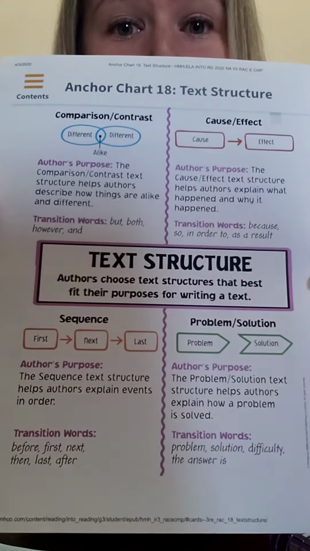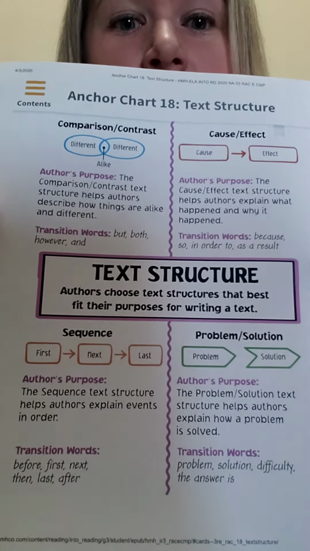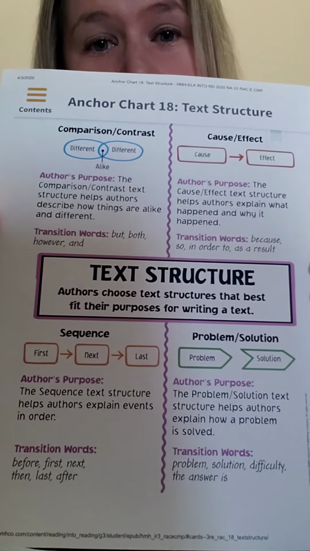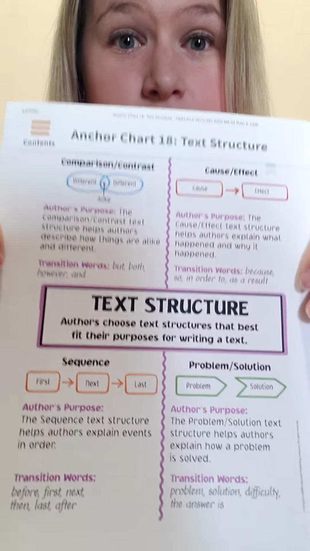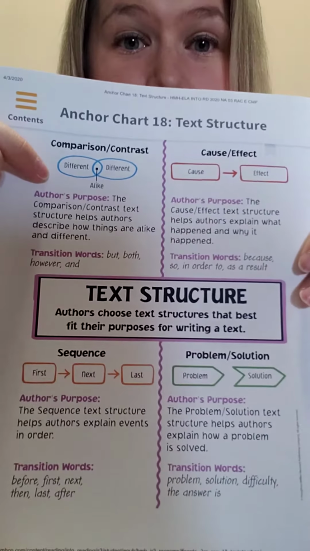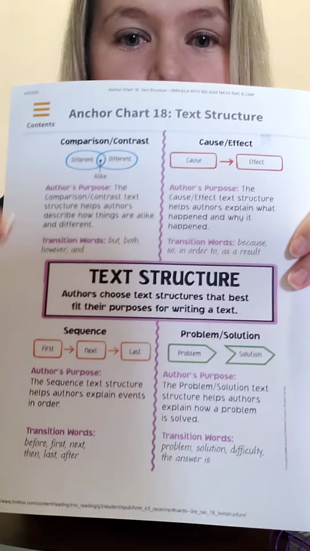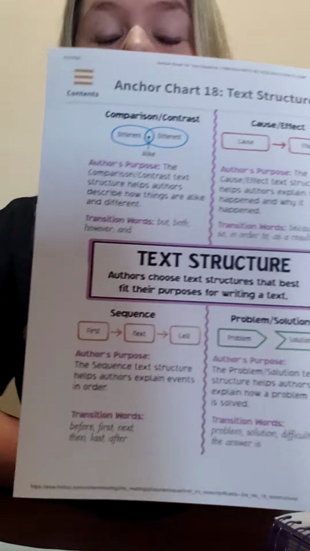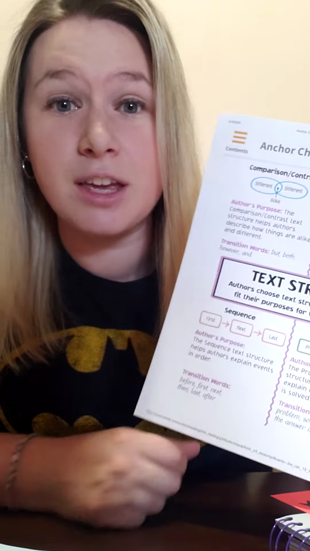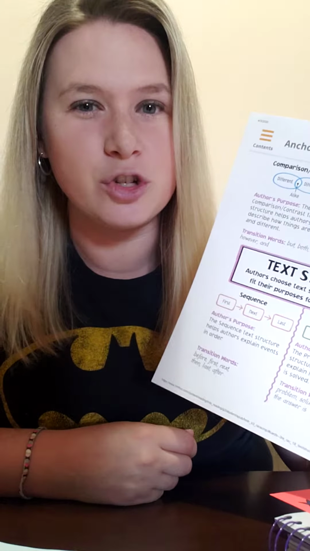Now hopefully this little anchor chart looks familiar to you from what we've talked about in class. There are 4 different types of text structures that authors use to convey information to readers. So they may compare and contrast, they may use cause and effect, they may use sequence, or they may use problem and solution. So just very quickly, I'm going to talk about each one just as a little refresher.